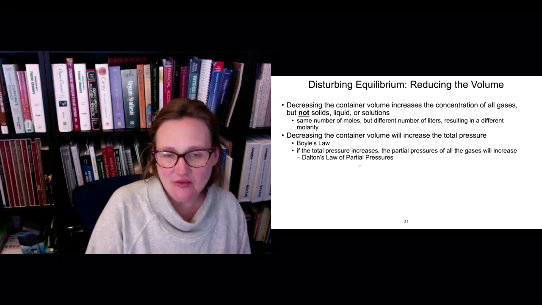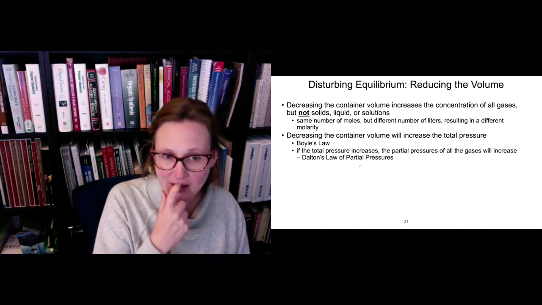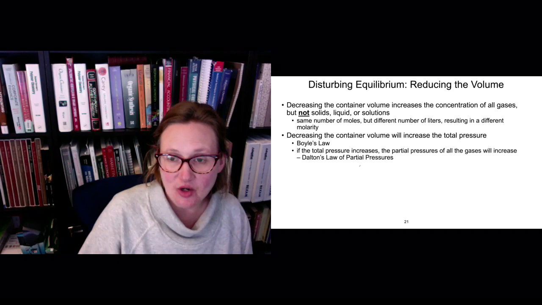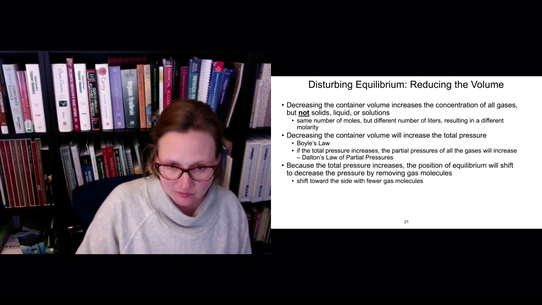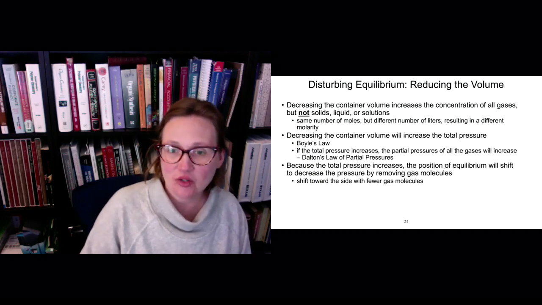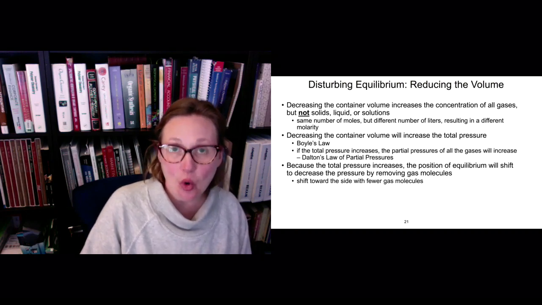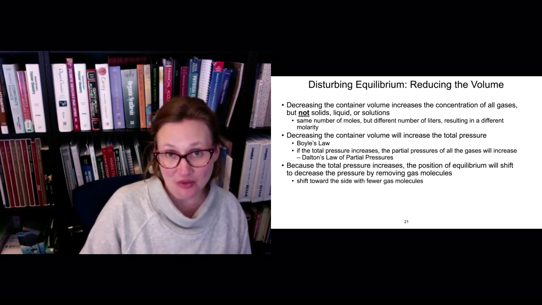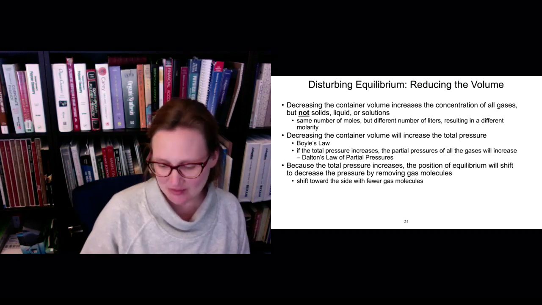All right, so decreasing the volume will increase the total pressure. We know that by Boyle's law. And if the total pressure increases, the partial pressures of all the gases must increase. And if the total pressure increases, the position of the equilibrium will shift to decrease the pressure by removing gas molecules. Or, said another way, it'll shift to the side with fewer gas molecules. Again, if they're the same on either side, nothing can happen.